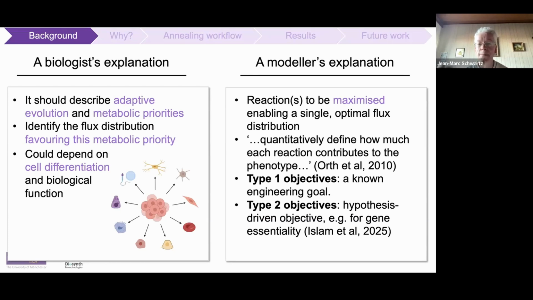If we look from the modeler's point of view, an objective function is a set of reactions to be maximized, which enables FBA to find a single or at least a more limited set of optimal flux distributions.